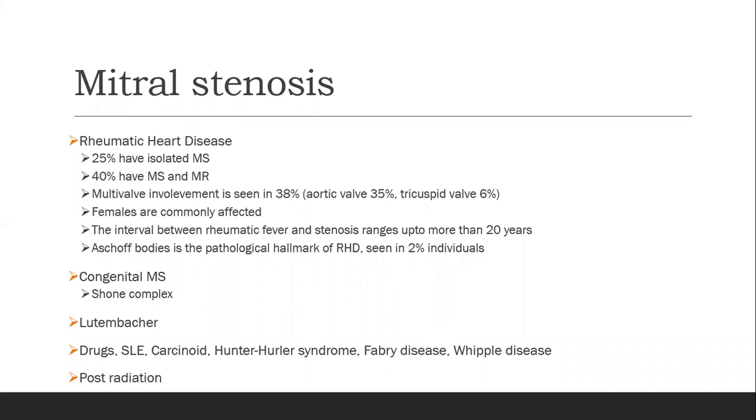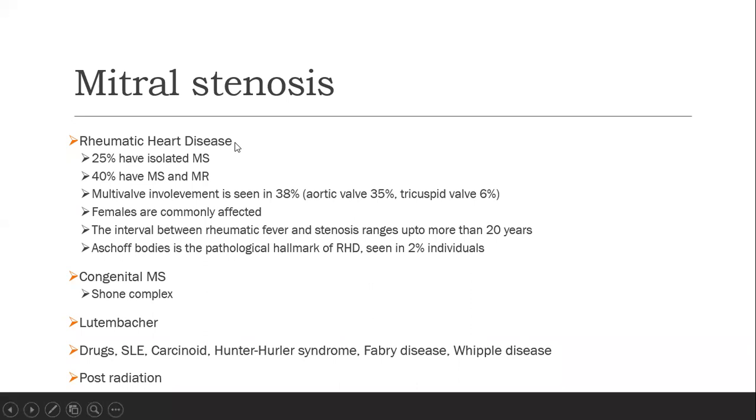So a stenotic lesion does not occur as such. It usually occurs in combination with the regurgitation lesion. So 40% of the patients have mitral stenosis and mitral regurgitation accompanied. Again, this is not the rule. Other valves may be involved. So aortic valve may be involved in 35%, tricuspid valve may be involved in 6%.